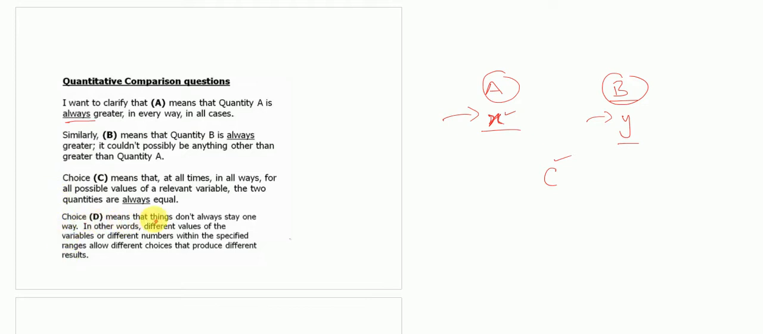Finally, choice D means that things don't always stay one way. As I just said, there could be certain cases where the two quantities are equal and other cases, other values you plug into these variables, where A becomes greater than B or B becomes greater than A. In that case, you have to choose option D. In other words, different values of the variables or different numbers within the specified ranges allow different choices that produce different results. So in that case, you have to choose option D.